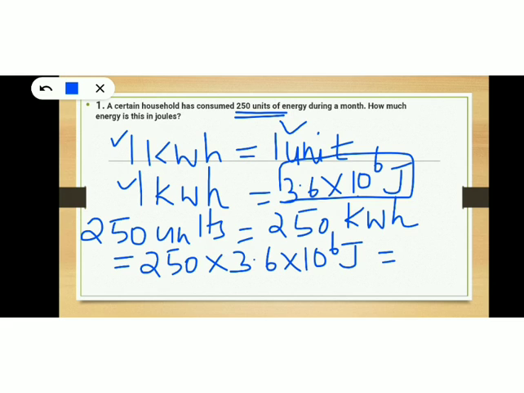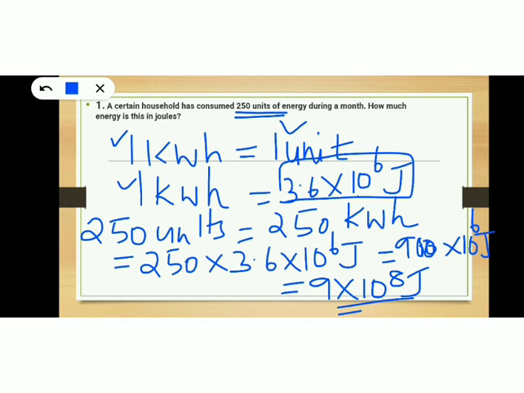250 into 3.6 is 900. So you will get 900 into 10 raised to 6 joule. Again, if you want, you can simplify this as 9 into 10 raised to 8 joule. So this is our answer: 900 into 10 raised to 6 joule, or 9 into 10 raised to 8 joule. If you want, you can pause the video and note down the steps. Otherwise, I have uploaded the same in your notes section.